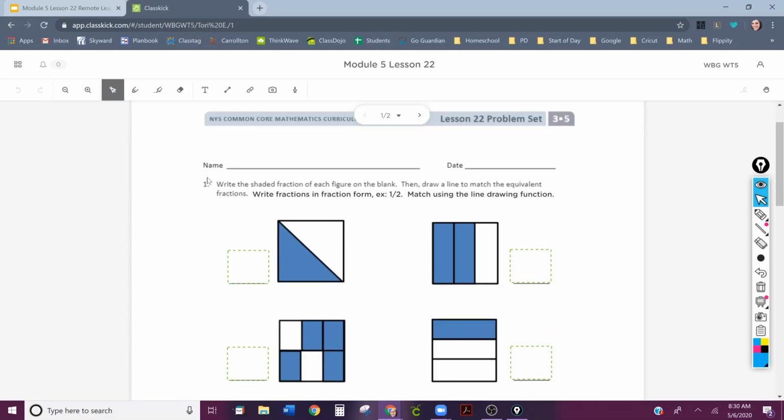So, number one, write the shaded fraction of each figure on the blank. Then draw a line to match the equivalent fractions. Write fractions in fraction form. For example, 1 over 2, which would be 1 half.